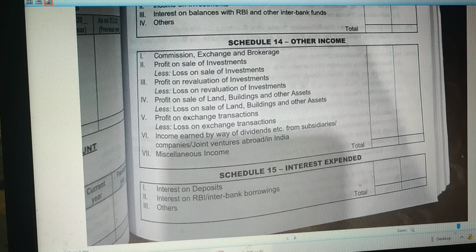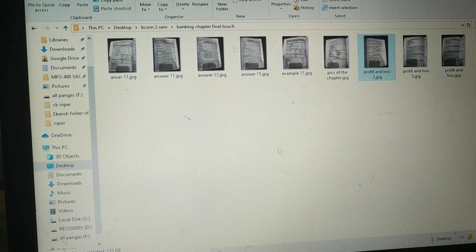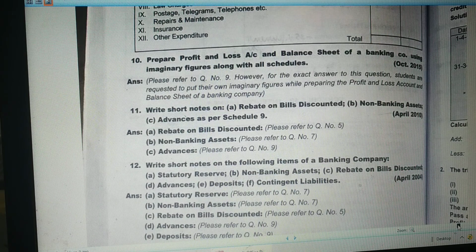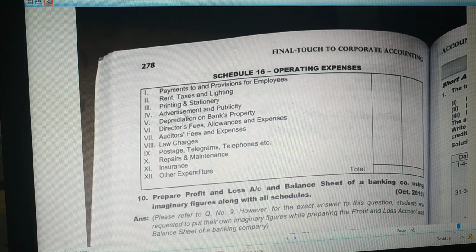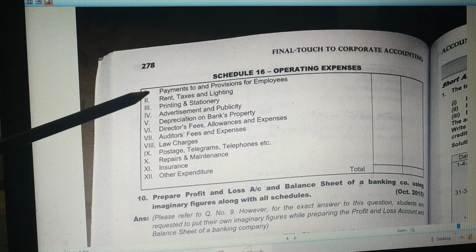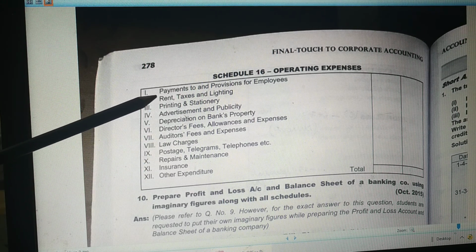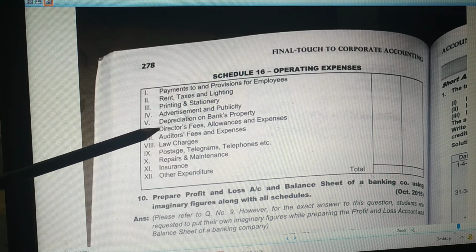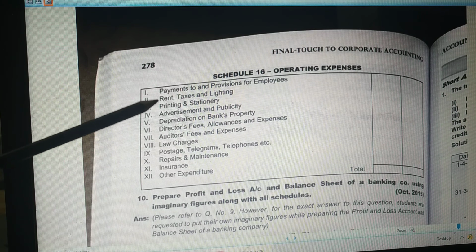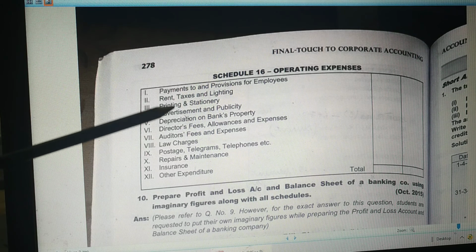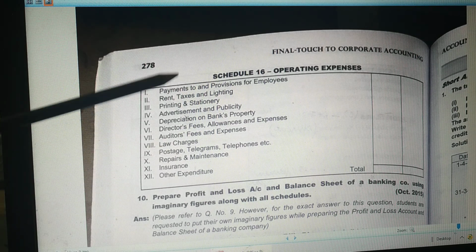Moving further, after schedule 15, we will go to schedule 16. And if we look at what comes under schedule 16, here all operating expenses are part of it, from payments to and provisions for employees, rent, taxes, printing and stationery, advertising, depreciation, director fees. If you look, all other expenditures are there, even the words other expenditure are written. So this whole will be a part of your schedule 16.